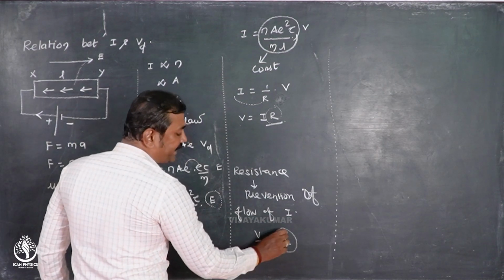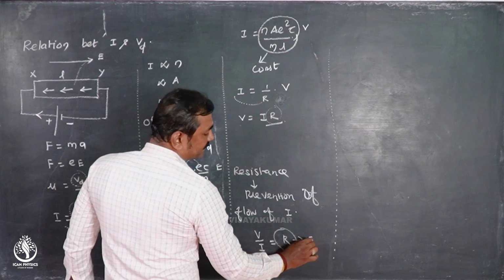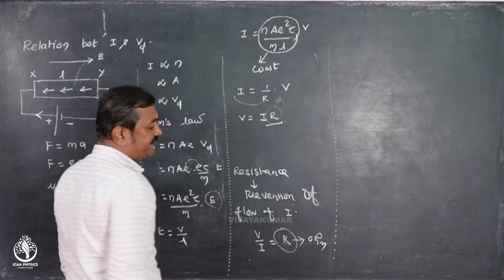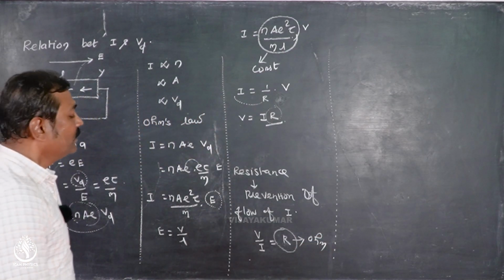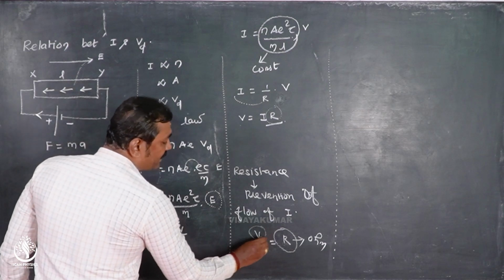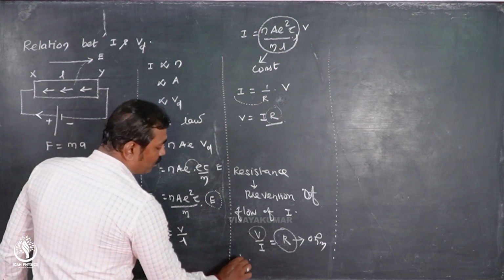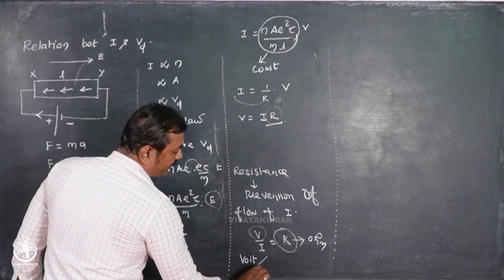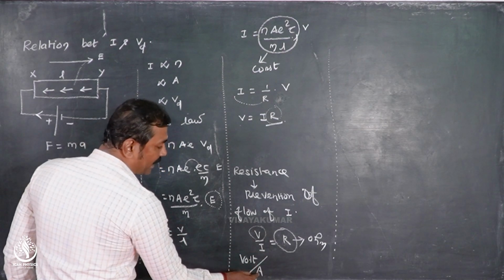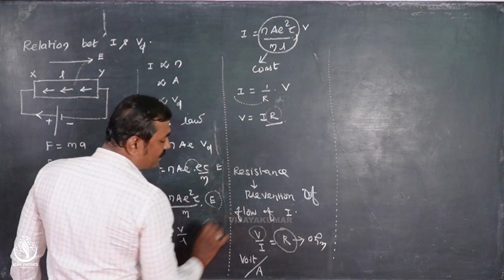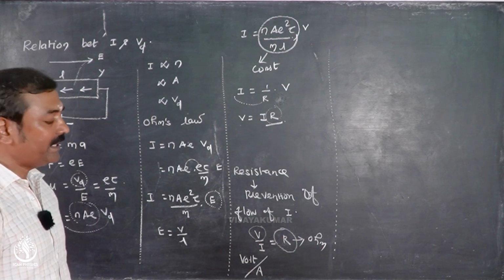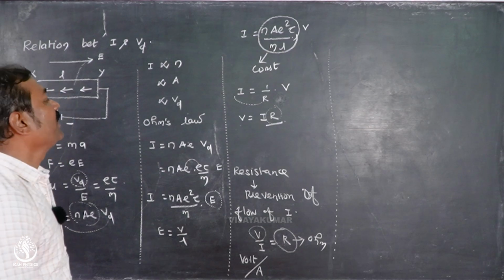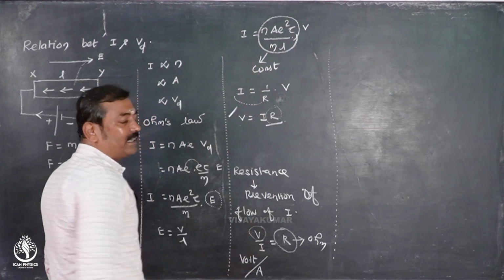What is the unit of resistance? The unit of resistance is ohm. What is the unit of potential? Volt. What is the unit of current? Ampere. So volt per ampere is equal to ohm. Volt per ampere is equal to ohm. So V equal to IR.